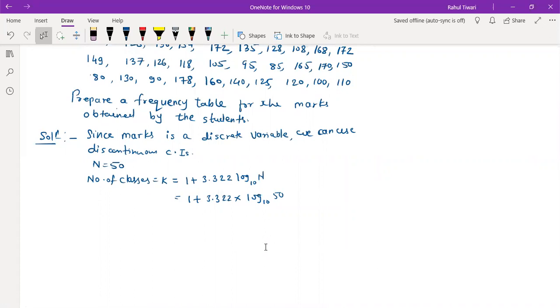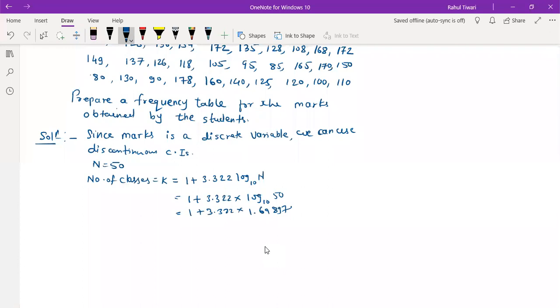1.69, correct, 1.69897. So take up to 4 digits always. So this is going to be 1 plus 3.322 into 1.69897. Take always up to 4 or 5 digits. If we take 5 digits it will be more accurate; with 4 it will be a little accurate. Okay, let us take 5.